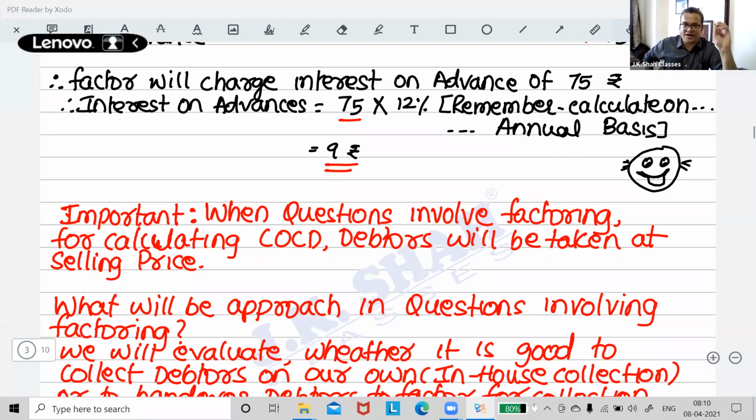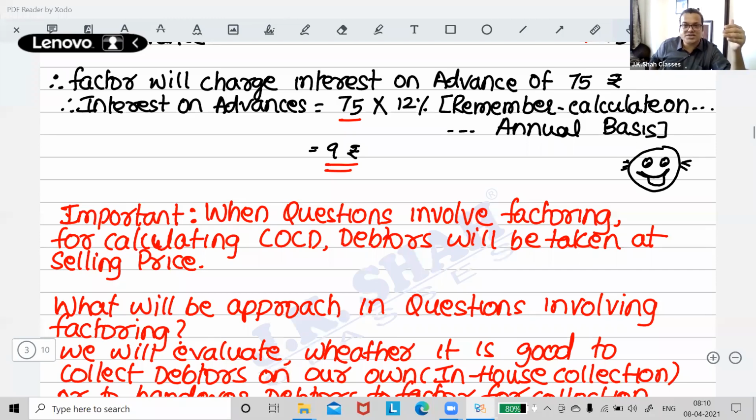Tell me, I'm asking the factor to collect the money from debtors. Okay, so what will I tell him? I will tell him like this: see, you do one thing, you just collect the cost, I will go separately to collect the profit. Wonderful. Are we going to do like that?